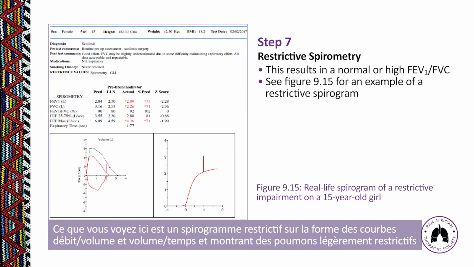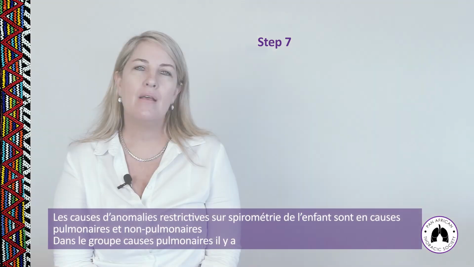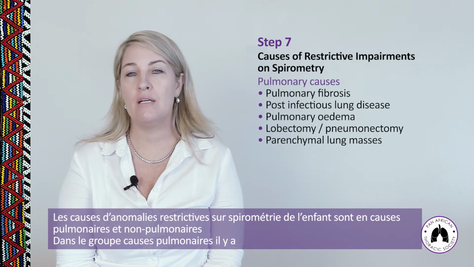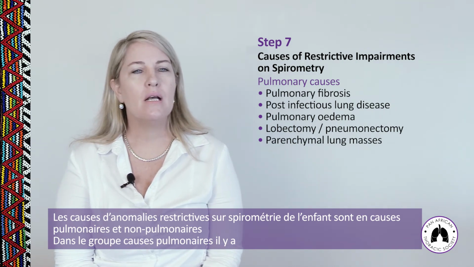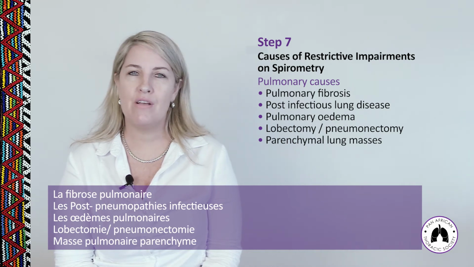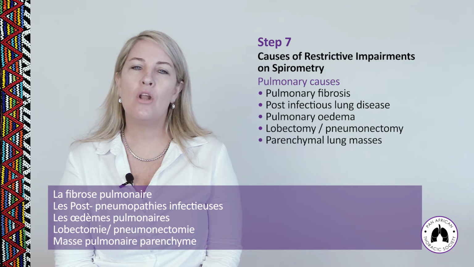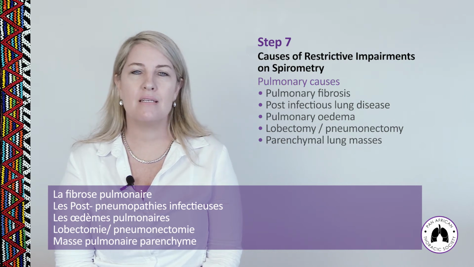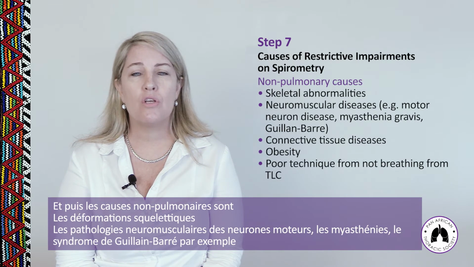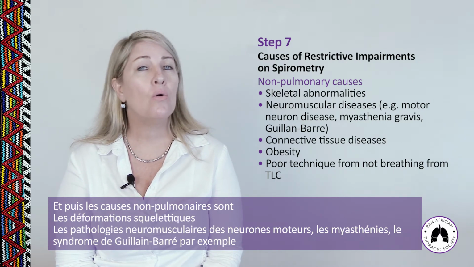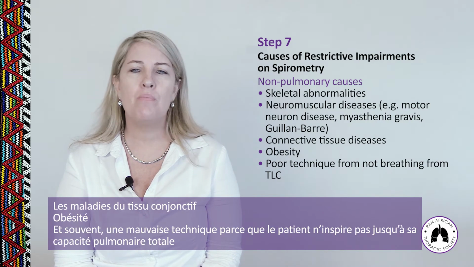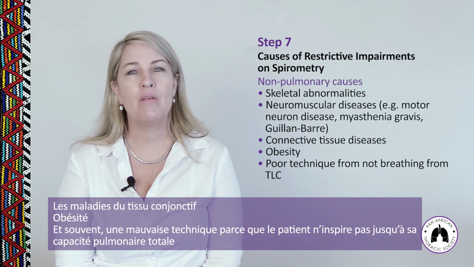Let's look at figure 9.15 for an example of a restrictive impairment. Here you see a spirogram showing a restrictive spirometry, both on the shape of the flow volume and volume time curves, showing lungs that are slightly restrictive. Causes of restrictive impairments on spirometry in children are pulmonary causes and non-pulmonary causes. Under the pulmonary causes, we have pulmonary fibrosis, post-infectious lung disease, pulmonary edema, lobectomy or pneumonectomy, parenchymal lung masses, and then non-pulmonary causes are skeletal abnormalities, neuromuscular diseases, for example, motor neuron disease or myasthenia gravis or Guillain-Barré, connective tissue diseases, obesity, and often poor technique from not breathing in to total lung capacity.